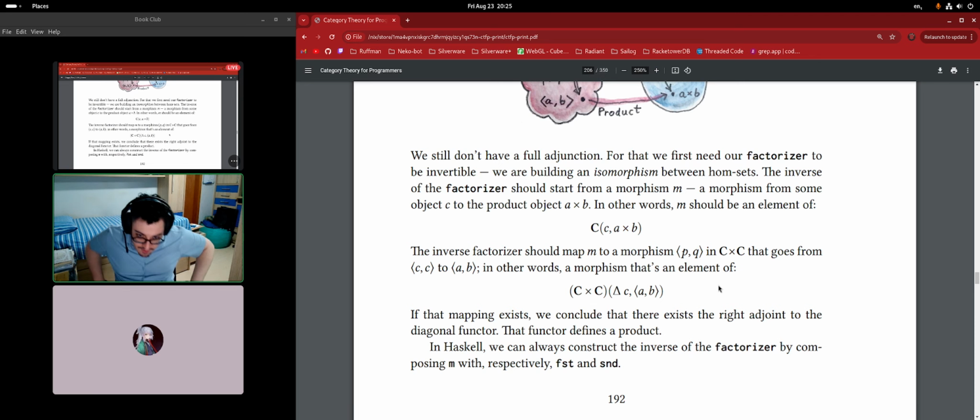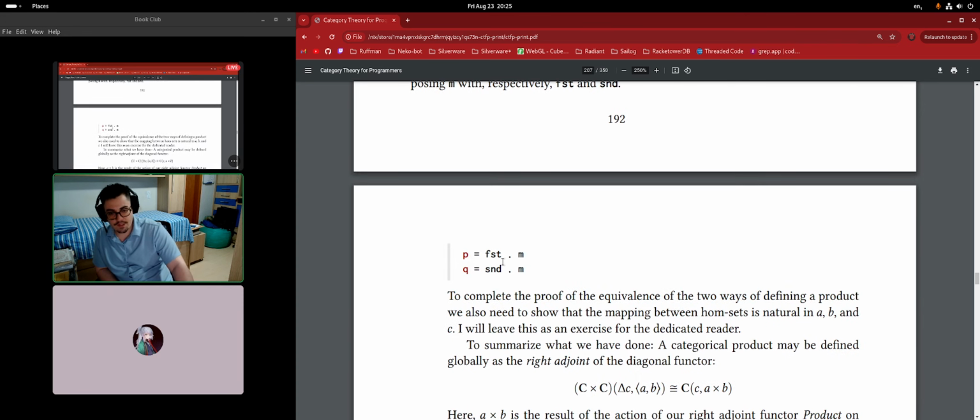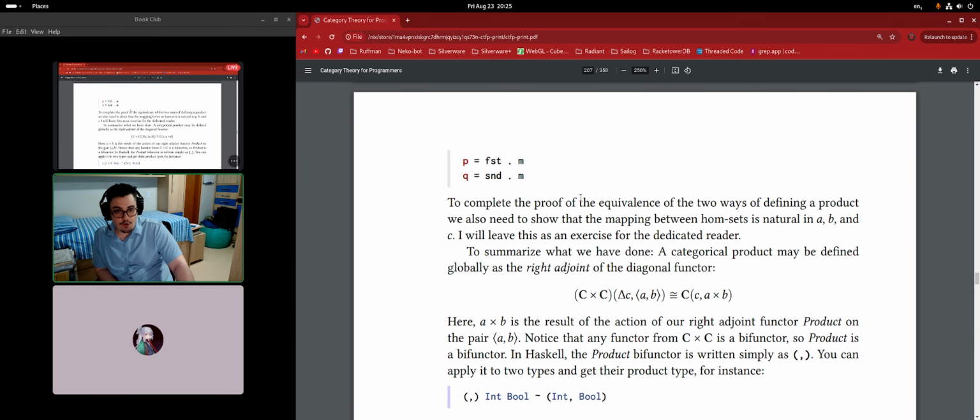Okay, so this is the reverse. If the mapping exists, we conclude that there exists the right adjoint to the diagonal functor. The functor defines a product. In Haskell, we can always construct the inverse of factorizers by composing M. Yeah, we've seen this already. To complete the proof of the equivalence of the two ways of defining a product, we also need to show that the mapping between home sets is natural in A, B, and C. Well, because of what we discussed earlier.